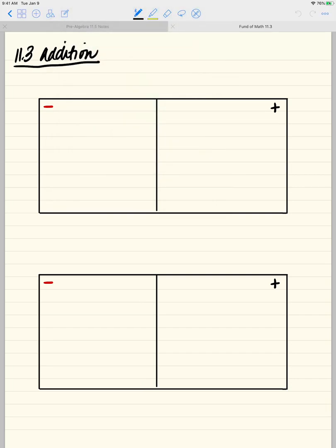Okay? So if I told you to add 2 plus 6, you would all be able to just go, oh, 2 plus 6 is 8. Okay? If I asked you to add negative 2 plus negative 6, you just add the 2 and the 6 because they're both negative. You just add the 2 and the 6 and you attach the negative sign to it, okay? So that is just negative 8.